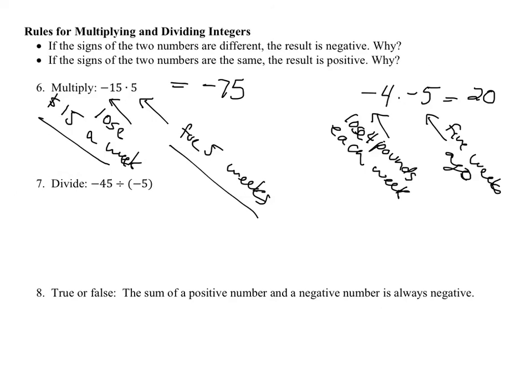And the same goes with division. So if I do negative 45 divided by a negative 5, that's going to give me a positive 9. Now let's look at this last one. I just snuck it in on you, and it says the sum of a positive number and a negative number is always negative. Well, if I think about it, if I do a positive 16 plus a negative 8, that gives me a positive 8, which is not a negative number. So this is false. So that's the end of that.